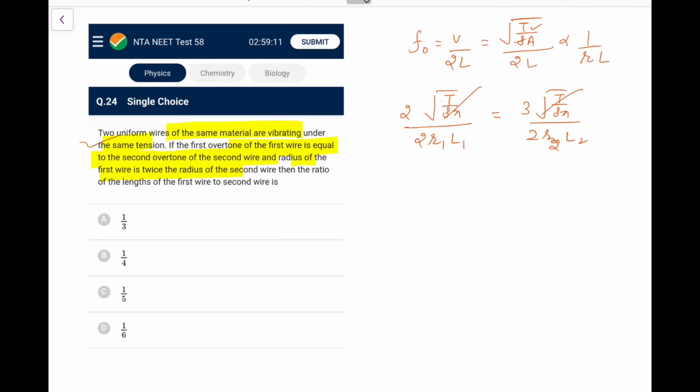Now we have to find the ratio of the lengths. So L1 by L2, the 2s cancel, and this would be 2 by 3 times R2 by R1. And what is R2 by R1? The radius of the first is twice, so this is 2 by 3 into 1 by 2. It comes out to be 1 by 3 as per me, so I should go for option A. Yes, that's the right one.